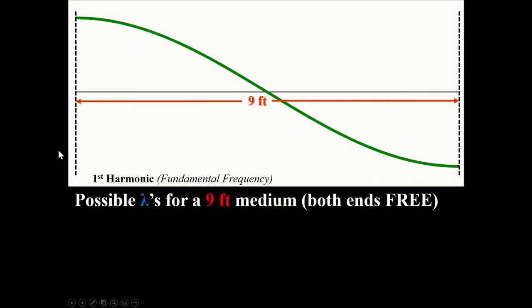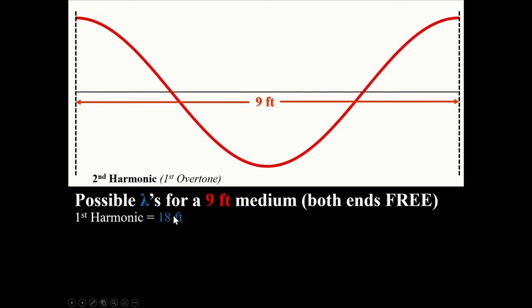All right, now let's look at objects that vibrate. It wouldn't be a string, it would have to be a stiffer object, like a rod, that's not held at the ends, it's free at the ends. So I'm going to go through this kind of quickly. It's just the same thing as we did before, but this time going from an antinode to an antinode, or from crest to trough, is just half a wavelength. If half a wavelength is 9 feet, then the first harmonic must have been 18 feet.